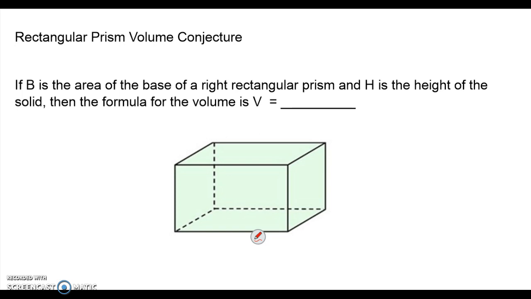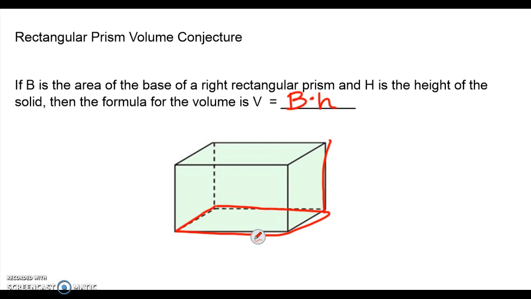So first, I know it seems kind of silly, but they do have a separate conjecture for a rectangular prism, but it's the same as all the others. For the first one, rectangular prism volume conjecture, if capital B is the area of the base of a right rectangular prism, and H is the height, then the formula for the volume is area of the base, capital B, times the height.